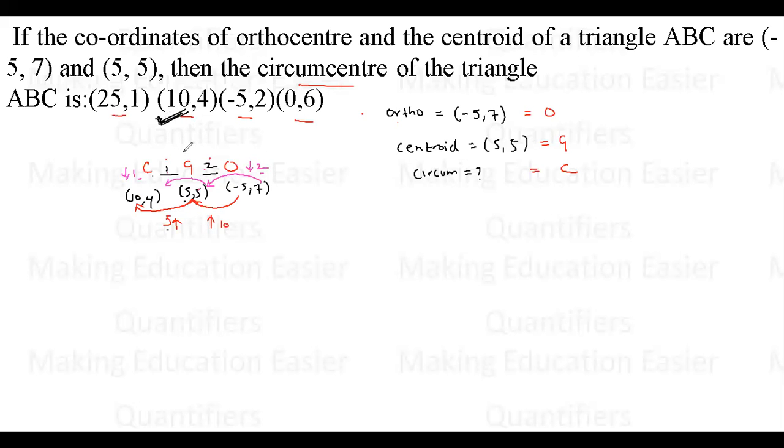I hope this concept is clear to everyone. Do remember it. You can remember it very easily. CGO. I've written down all these three alphabets in alphabetical order. CGO, and ratio of their distances is 1:2. Okay, students. Now let's move on to the next question.